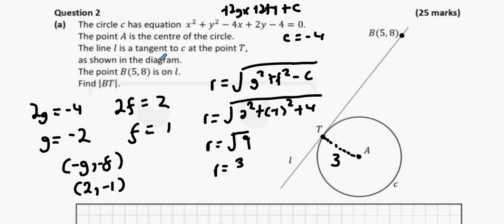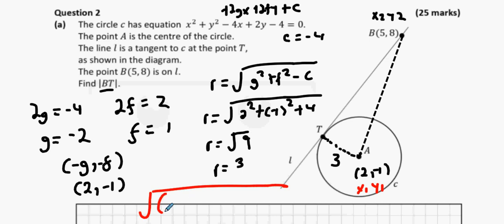Find the distance B to T. Well, I can find the distance from B to A, can't I? Anybody know how to find the distance from B to A? The distance formula: call (x1, y1) and (x2, y2). The distance is the square root of (x2 minus x1) squared plus (y2 minus y1) squared. Right?